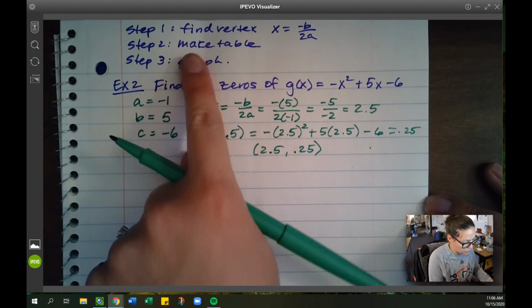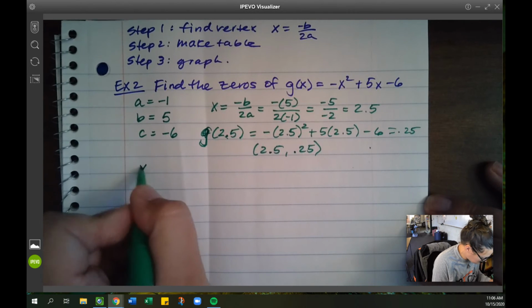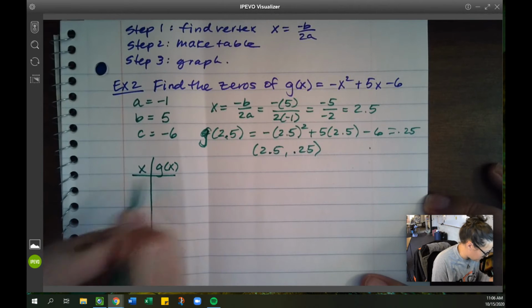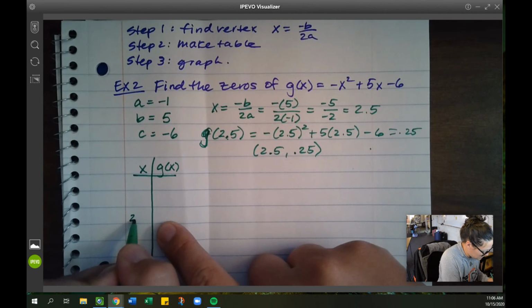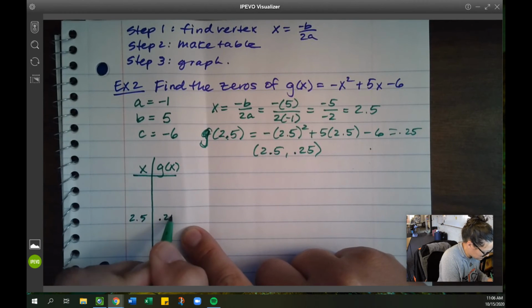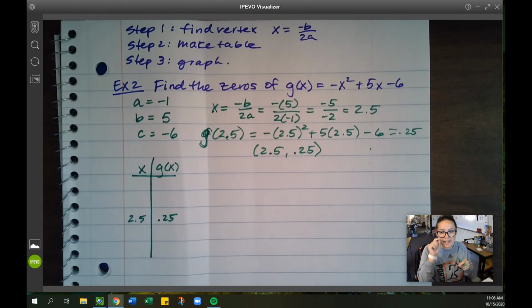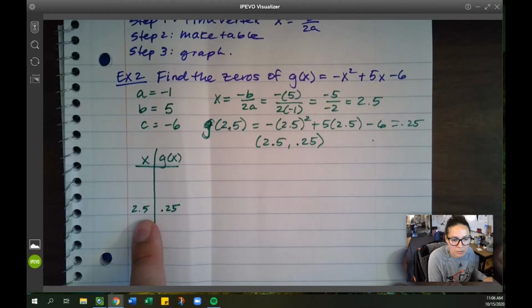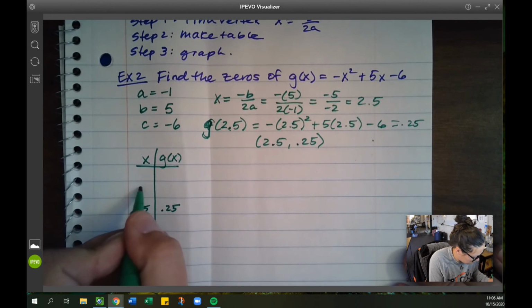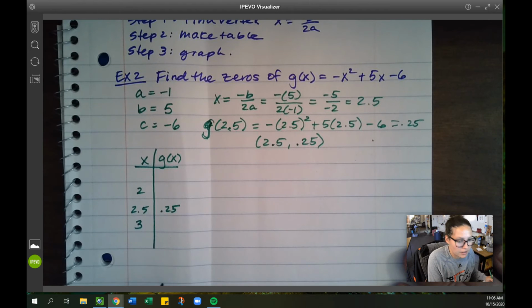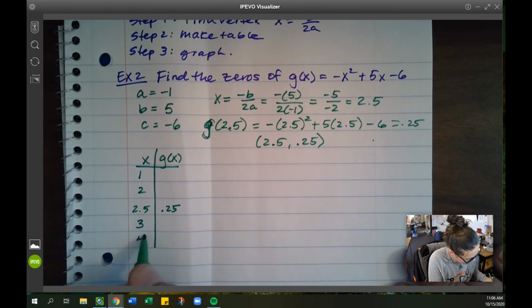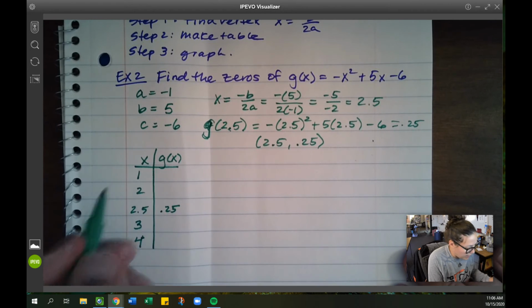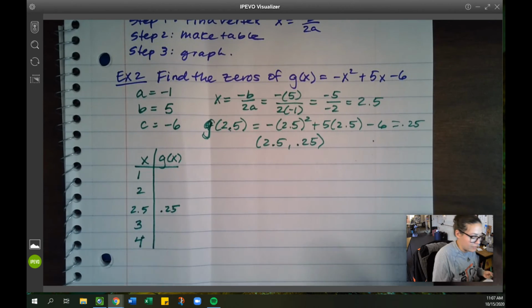All right, step 2 is to make the table. Remember, I'm going to give myself 5 rows at least, and I'm going to put my vertex in the middle row, so I can build out to the right and to the left from the center of the parabola. Now, what numbers are on either side of 2.5? 2 and 3, and 1 and 4. Again, I like to choose numbers that are closer to 0 if I have an option to.